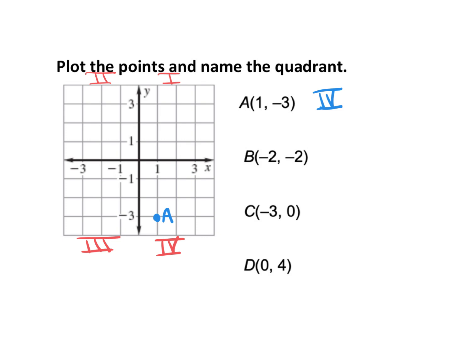All right, now let's go ahead, let's graph letter B. Letter B is -2, -2. So you're going to walk to the -2, and then you're going to go down 2. So walk to the -2, and then go down 2, and there's our letter B. And it looks like B is in quadrant number 3.